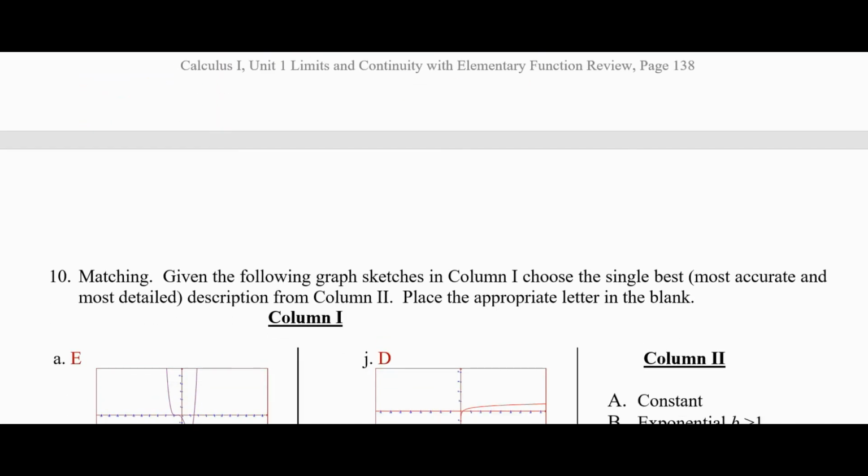All right, let's look through these matching ones. Tell you what, let's call this video right now. We'll do that matching in the next video.